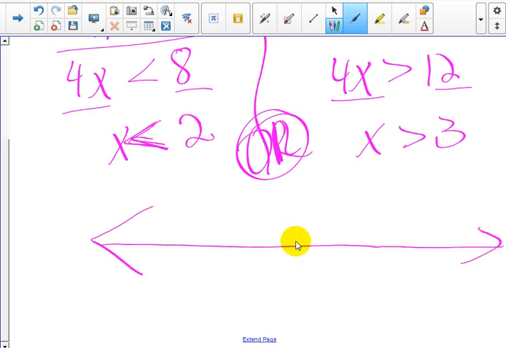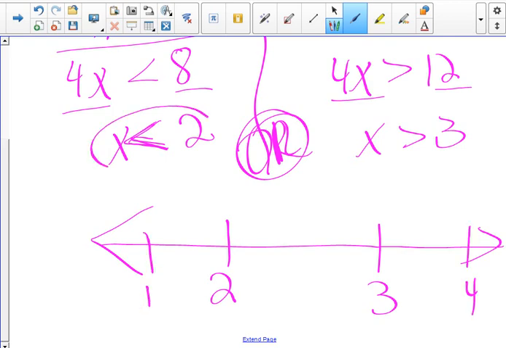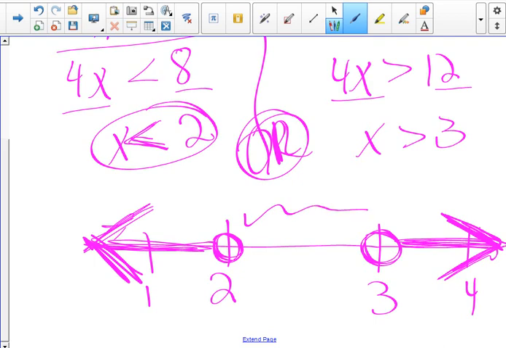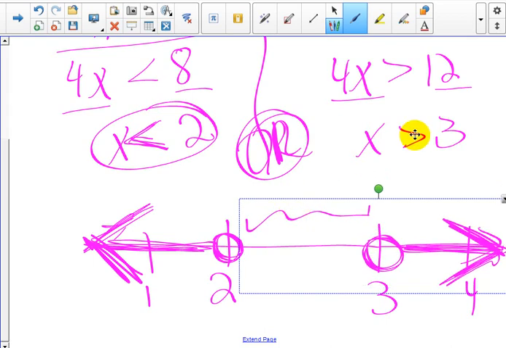So on a number line, we've got a 2, 3, and we'll just do a 1 there and a 4 over here. So x is less than 2, not equal to, just less than. So it's an open hole, and less than, so it shades to the left. And it's greater than 3, not equal to 3, so it's an open hole, and greater than, so shade to the right. See, there's your gap in between. So there's your or statement. Okay, erase that one. And that's your answer. All of this.